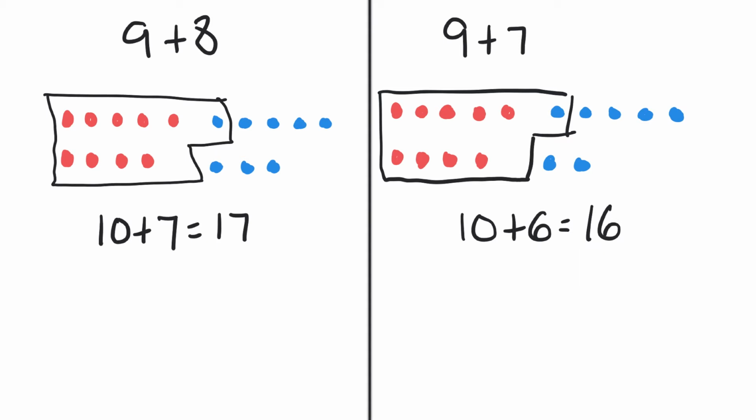Some of you may have noticed a pattern here, haven't you? That you could just do this in your head. You can just go, oh, okay, 9 plus 7, well, 1 less than 7 is 6, 16. 9 plus 8, well, 1 less than 8 is 7, 17.